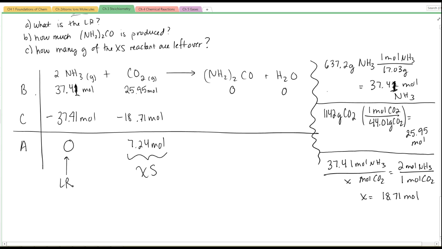Now the consequence of that being my limiting reactant is that that is the one I'm going to have to use to figure out how much product I made. I can also just look at my equation here and see that I have a 2 to 1 to 1 to 1 ratio. So if I used up 18.71 moles of carbon dioxide, I'm going to make 18.71 moles of product and 18.71 moles of water.